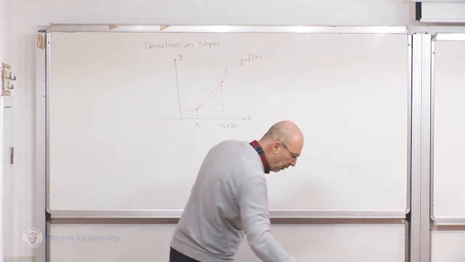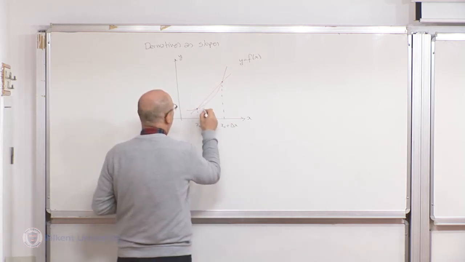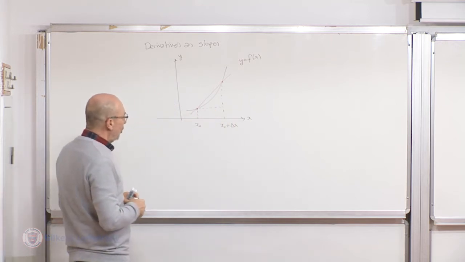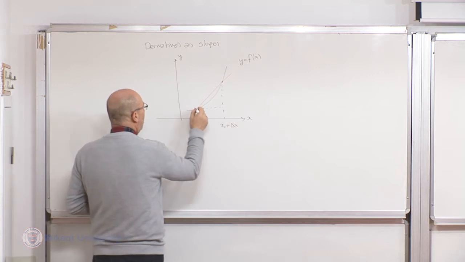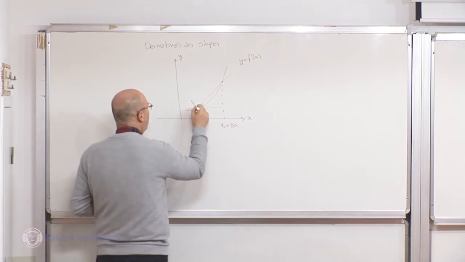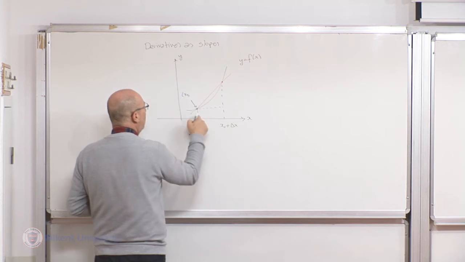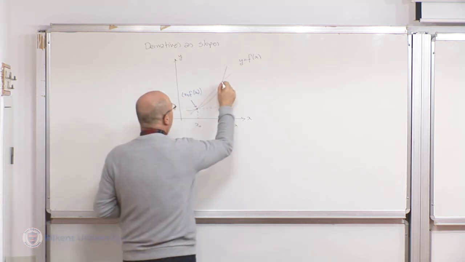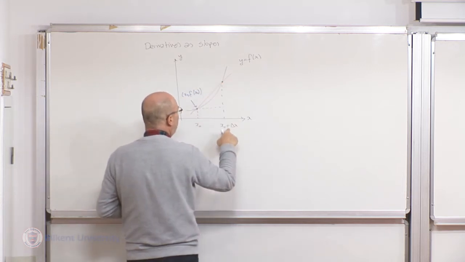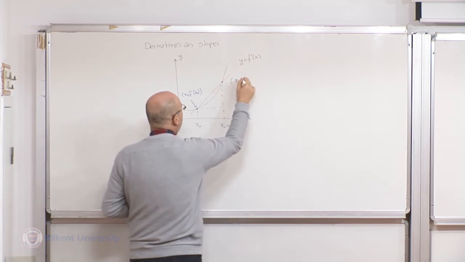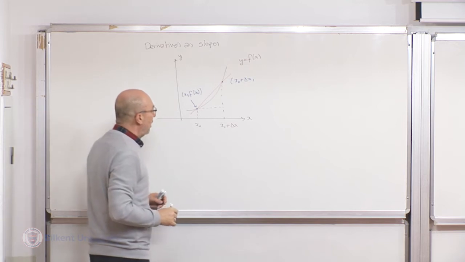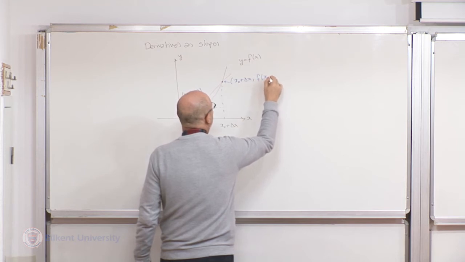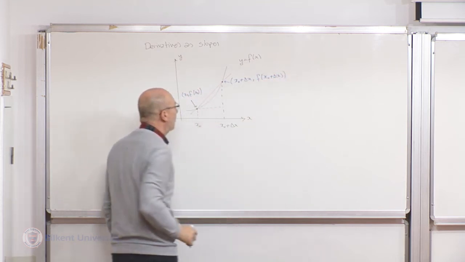So let's draw something like this here. What is the slope of this? This distance divided by this distance. In order to find this, we have to check the coordinates. The coordinate of this point is x sub 0 evaluated with f. So this is f of x sub 0. And the x coordinate of this point is, this time, x sub 0 plus delta x. And f is evaluated at that point. So it is this coordinate, f of x sub 0 plus delta x.